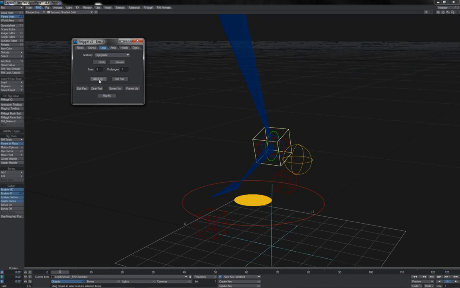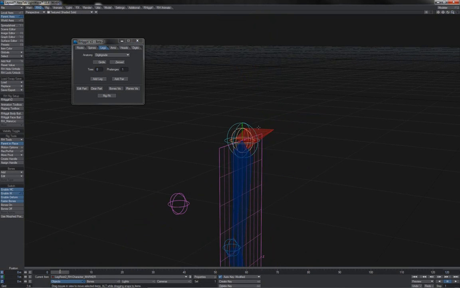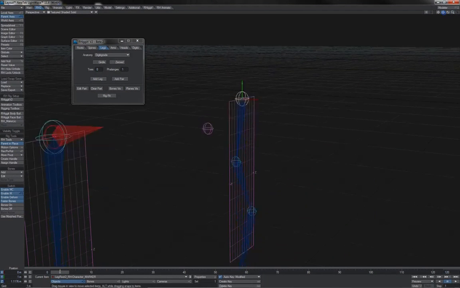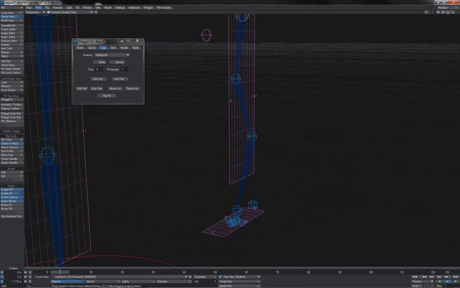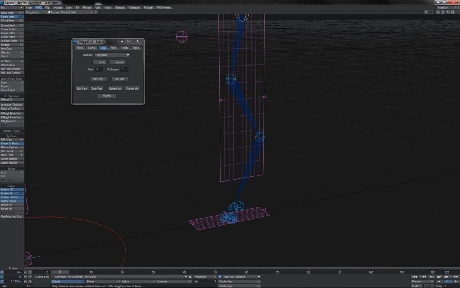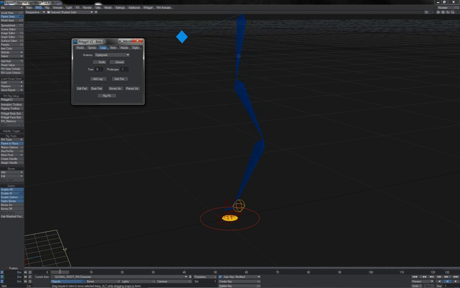So we'll just add one of those guys as well. And I'm going to just pull him backwards here out of the way. What we see is that we have the exact same number of joints, of bones, of controllers, whatever you want to call them here. Okay, we'll just rig fit it.